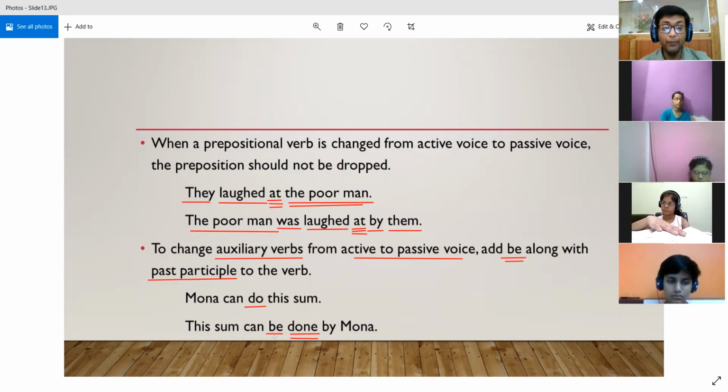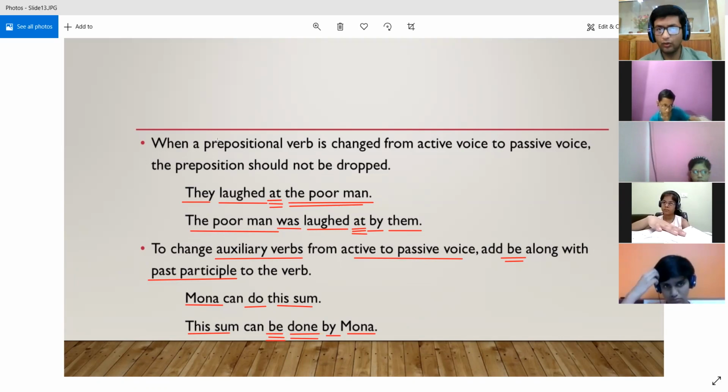So this sum can be done by Mona. So this sum that was the object over here has been placed as the subject. Mona, that was the subject, has been placed as the object. By has been placed over here. And since it was the case of a simple present tense, and be is necessary in case of auxiliary verbs, we have placed be. So this sum can be done by Mona.